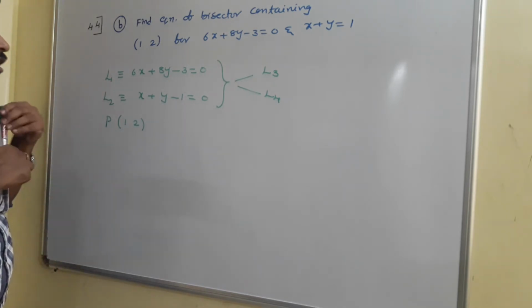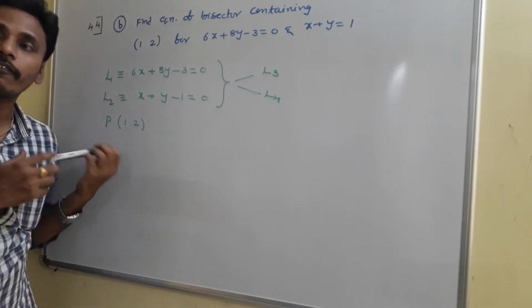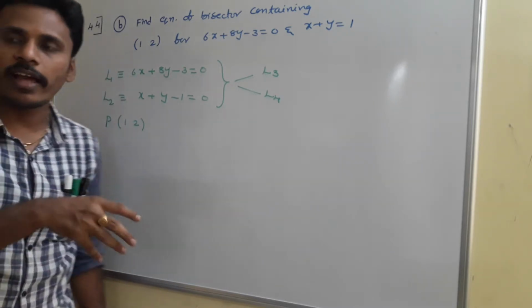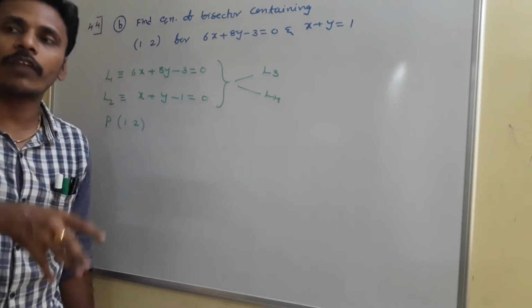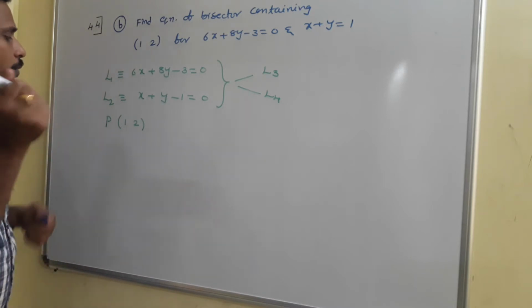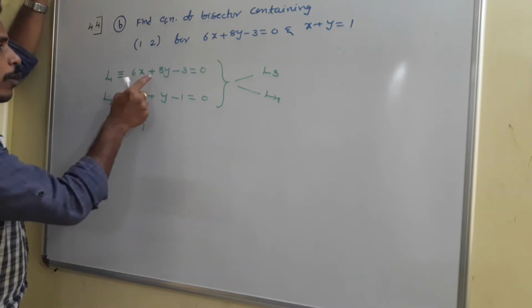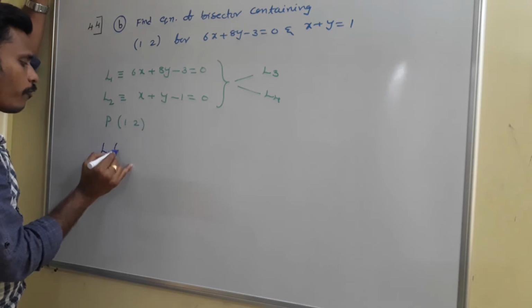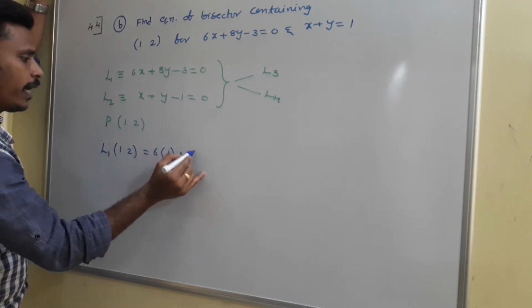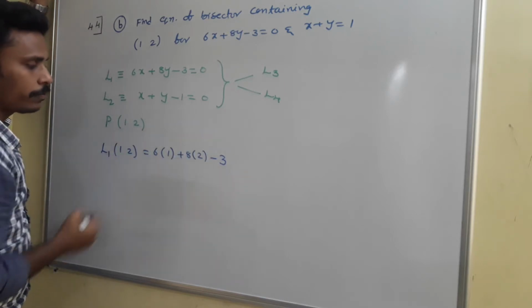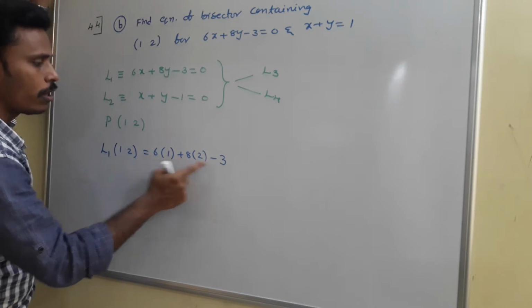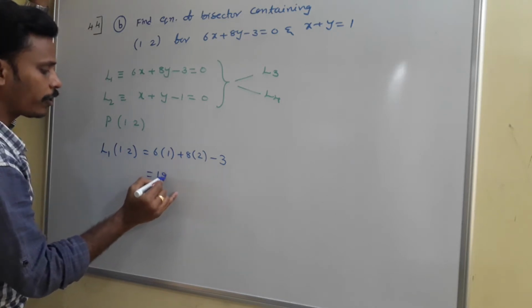Now, our intention is to identify the bisector which is in the region of (1, 2). The point (1, 2) is in one of the regions. We need to identify a bisector which is passing through that region. For that we have a procedure. We need to substitute the point in the first line first. L1 of (1, 2): 6 into 1 plus 8 into 2 minus 3. 8 twos are 16, 16 plus 6 is 22, minus 3 is 19, and for sure it is positive.